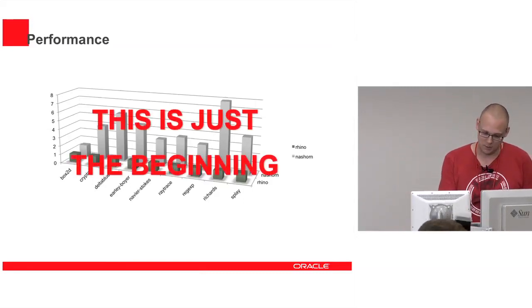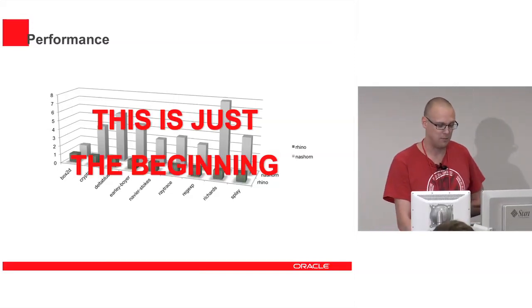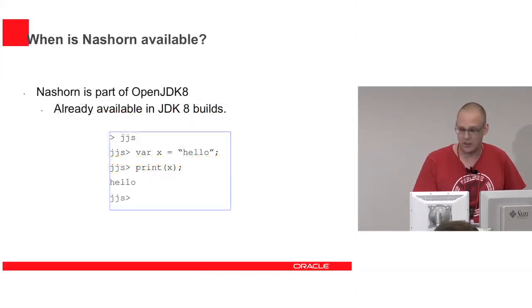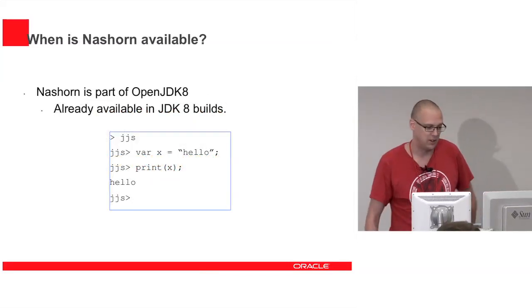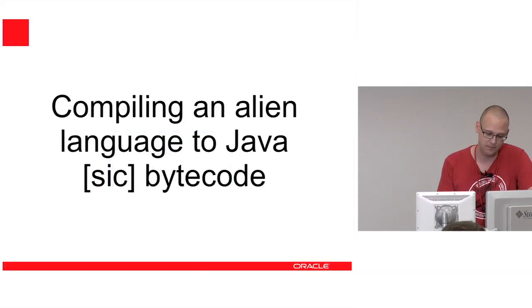So this is just the beginning. We're going to work on performance, and I'm going to tell you how we're going to approach this problem from both the JVM and from Nashorn. It's part of the OpenJDK already. You download an OpenJDK build and you get the REPL as part of the bin package. Nashorn joins the extension directory.